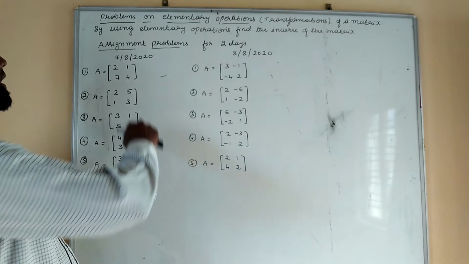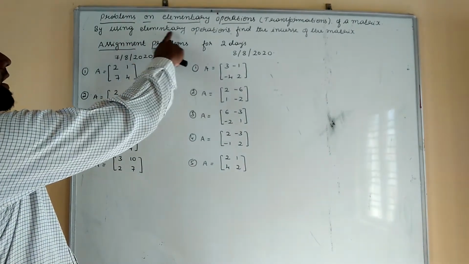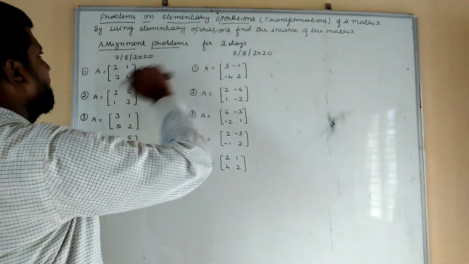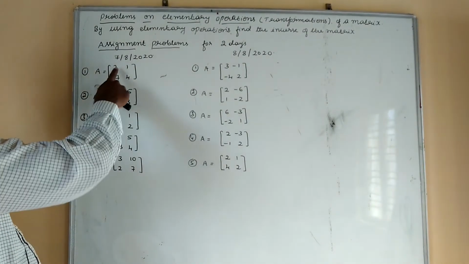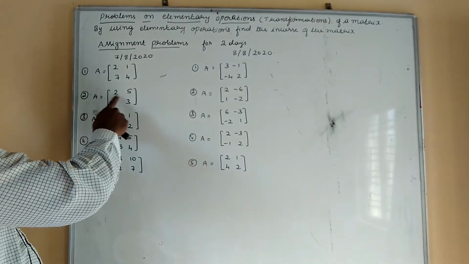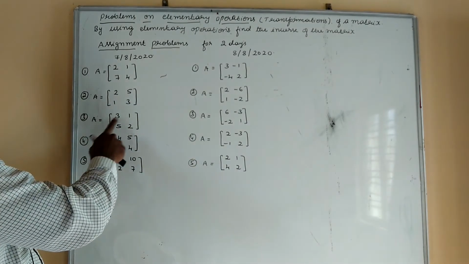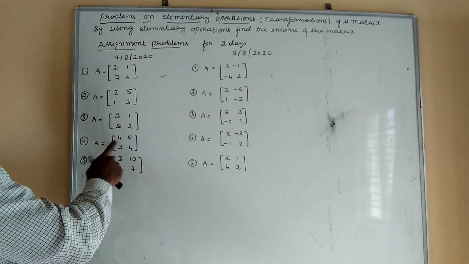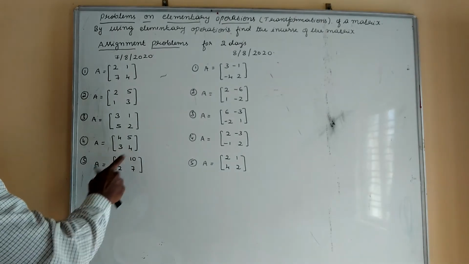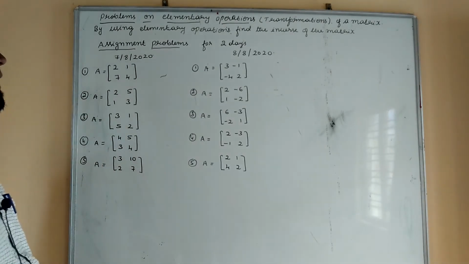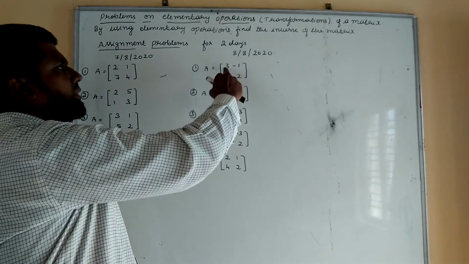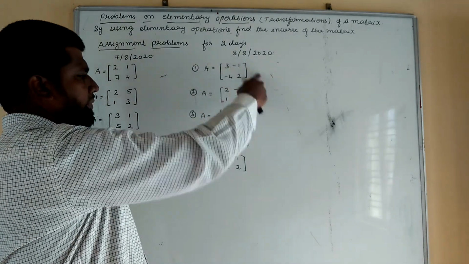Take down the assignment problems. By using the elementary operations, find the inverse of the matrix. For today, the first problem is 2 1 7 4, the second problem is 2 5 1 3, then the third problem is 3 1 5 2, then the fourth is 4 5 3 4, then the fifth problem is 3 10 2 7. Then for tomorrow, you have to solve the next 5 problems.